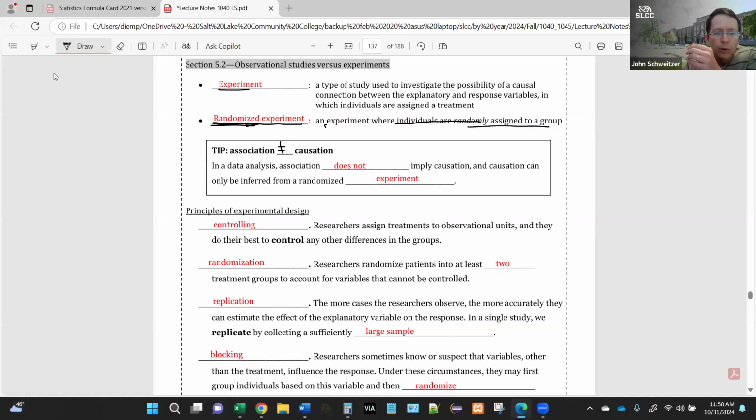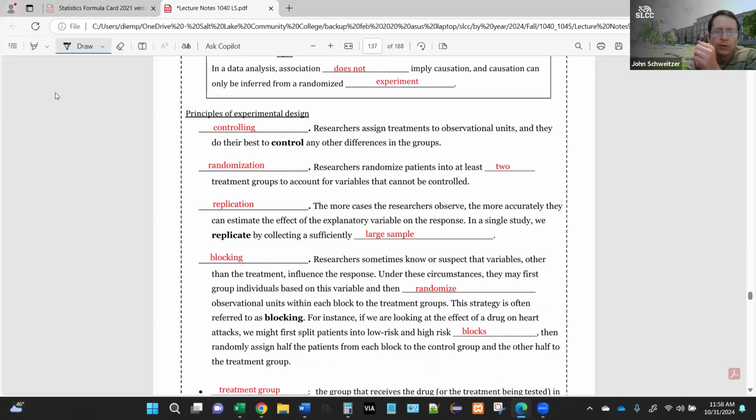So how do we do that? Well, there are 4 principles of experimental design that we talk about in here. The first one is controlling. The second is randomization. The third is replication. The fourth is blocking. Let me just define those quickly, and then we'll have some examples of each.